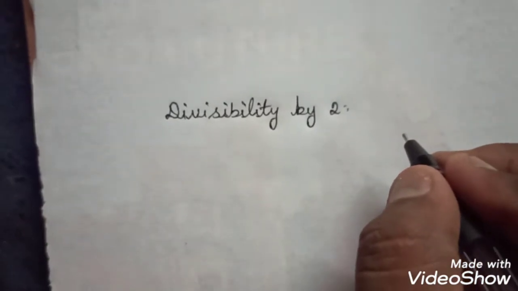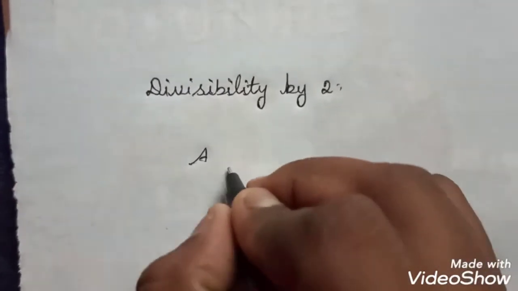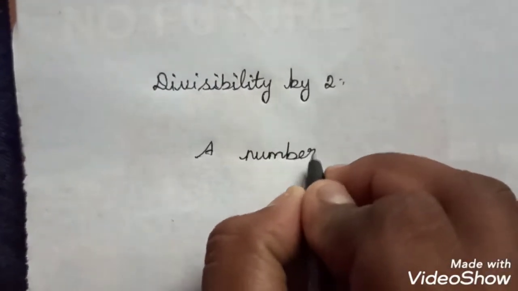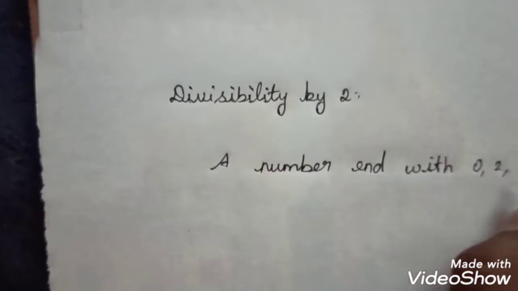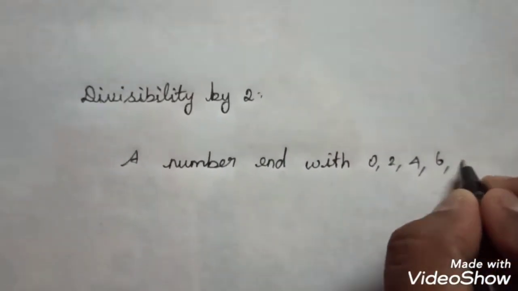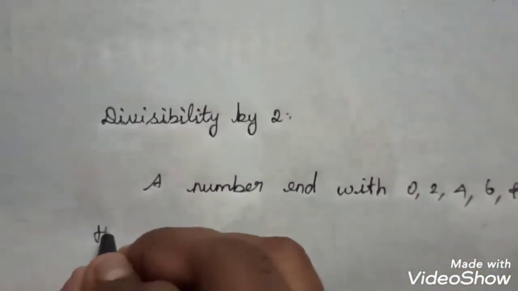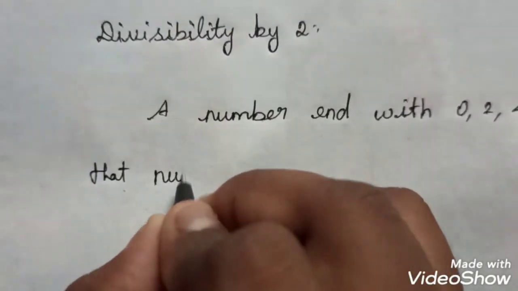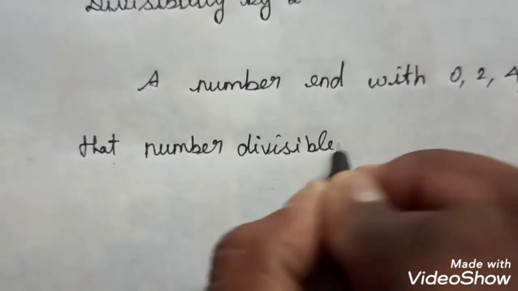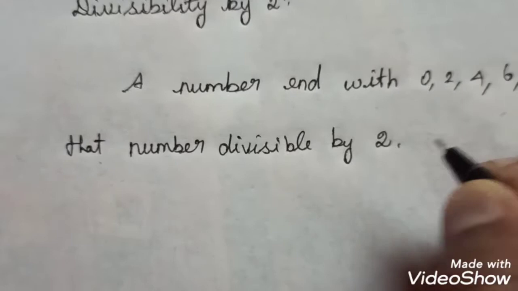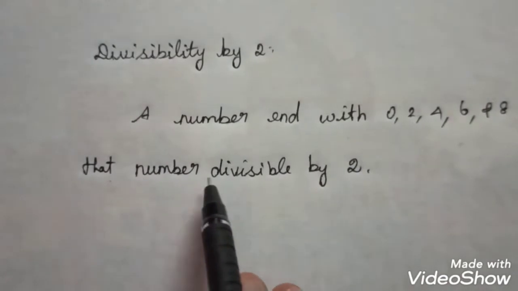First, we will see divisibility by 2. So what is the rule for divisibility by 2? If a number ends with 0, 2, 4, 6 or 8, that number is divisible by 2.